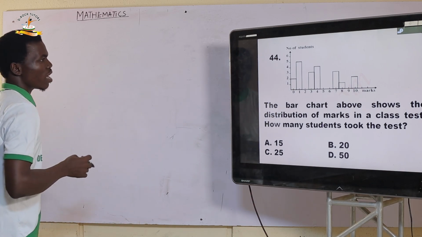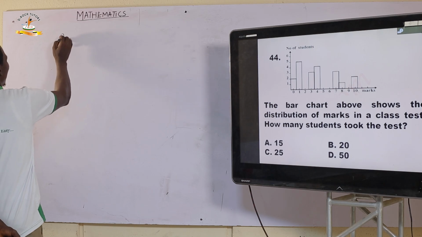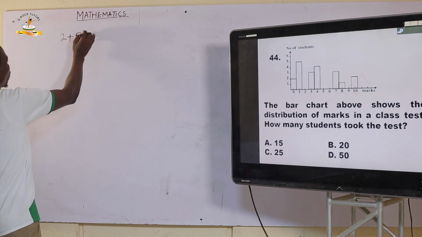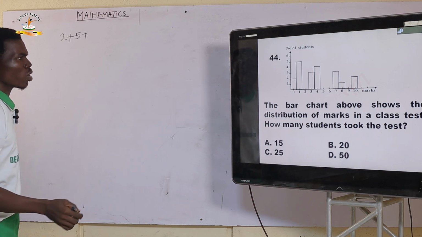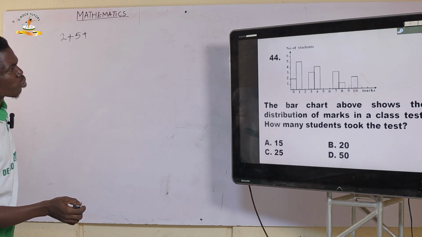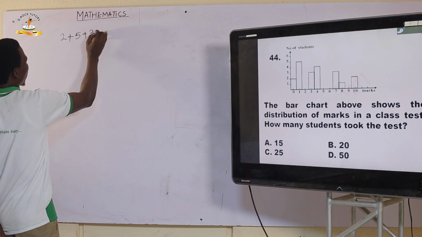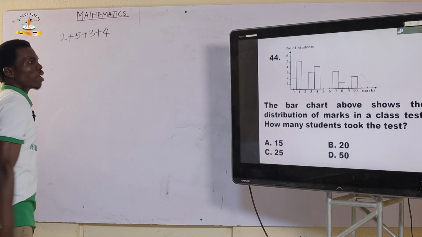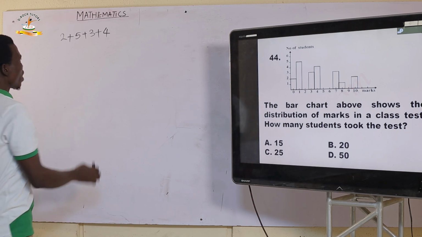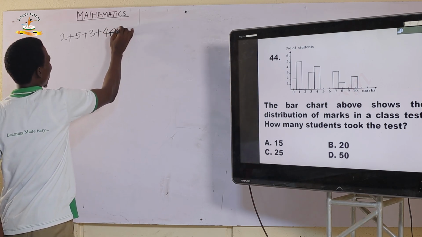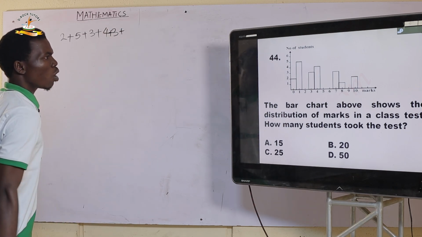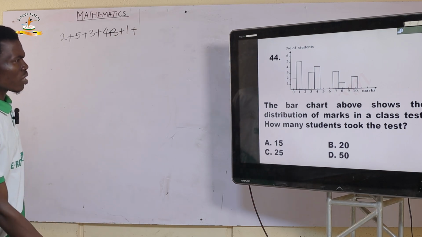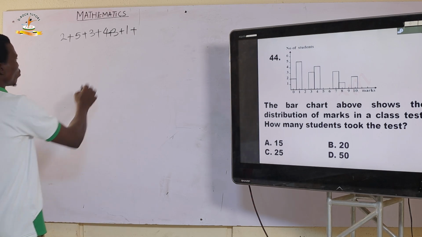You can see the first bar there has to do with what? 2. You say plus, the next bar is what? 5, plus 5, plus the next bar there is what? Is 3. So 3 plus the next bar there is what? Is 4. 4 plus the next bar is what? Is 3 again. 3 plus the next bar is what? Is 1. 1 plus the last bar is 2. So it is 2 here.